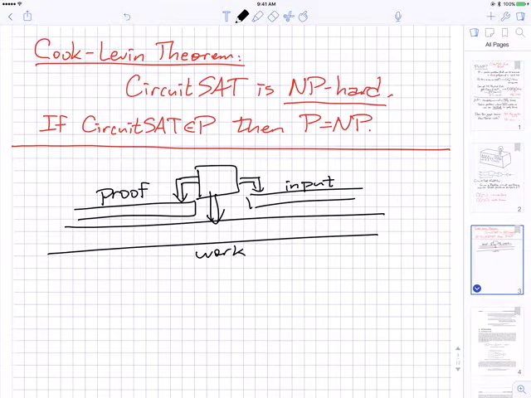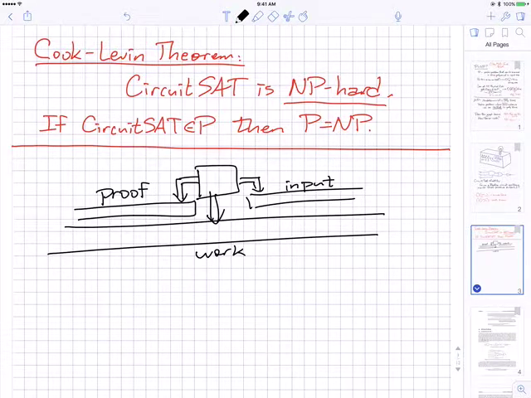Okay? And the idea is you provide, initially the work tape is empty, the input comes in from the user, and when I say I can verify something in polynomial time, it means there exists a string that I could put on the proof tape to make this Turing machine accept in polynomial time. So what you would actually do then is build a circuit that simulates this Turing machine.